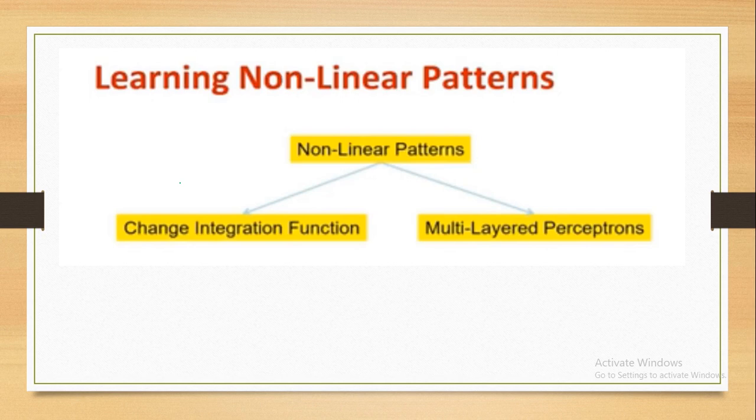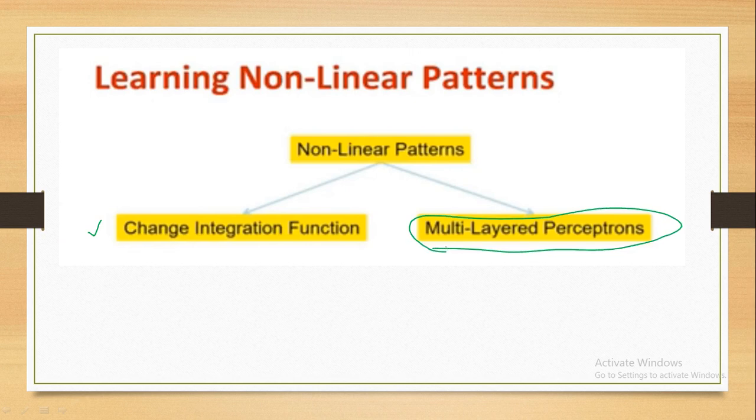In a neuron also, in the perceptron algorithm, or in the sense in ANN also, we have two options. Either we can just change the integration function. That is the first option. We can just deal with the integration function. Otherwise, we can just go with multi-layered perceptrons.